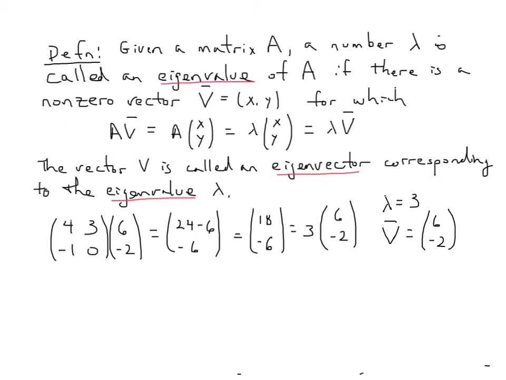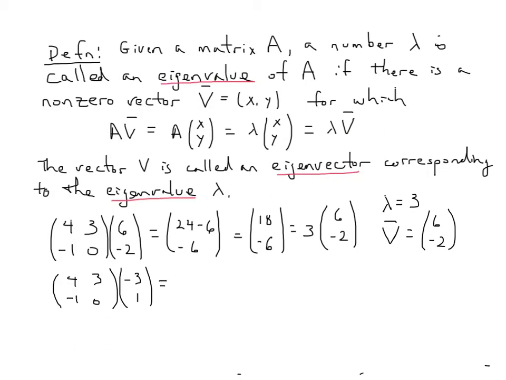It turns out that any scalar multiple of 6, minus 2 is also an eigenvector corresponding to lambda equals 3. So for example, let's do it again. In place of 6, minus 2, let's work with minus 3, 1. I've just divided 6, minus 2 by negative 2. And I claim that I will end up with 3 times minus 3, 1. I should end up with a minus 9, 3.